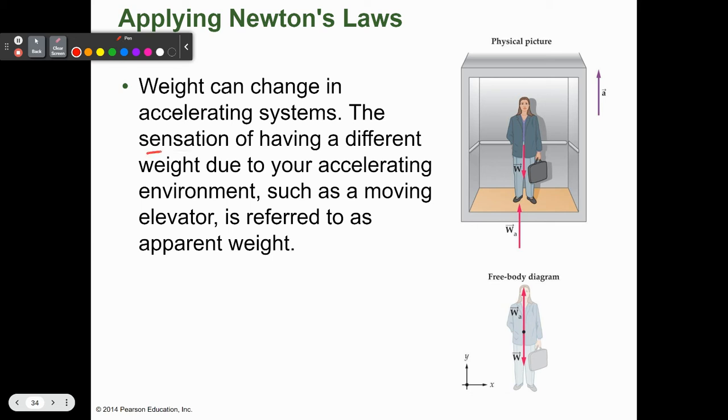So you get that sensation of weightlessness, or that little weird feeling in your stomach. That sensation is due to the fact that you have a different weight due to your accelerating environment. Like when you get on and off an elevator, when you first start that elevator or when it stops, you get that little ooh feeling in your belly. That's because you have a sensation of your weight being different than what it was, because your acceleration is changing.